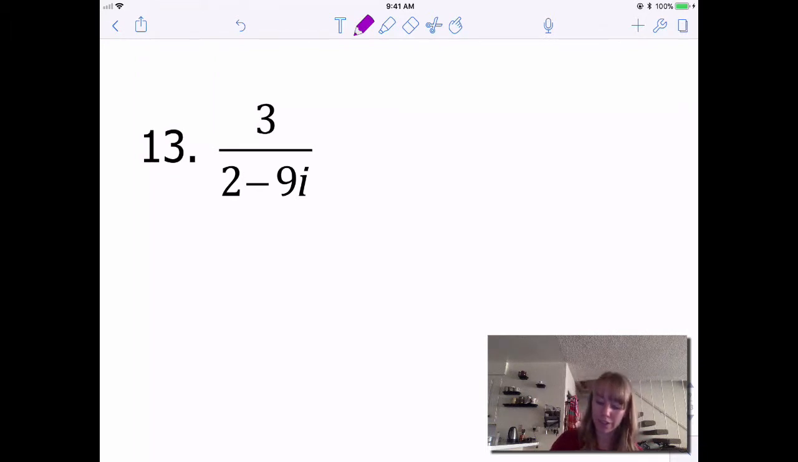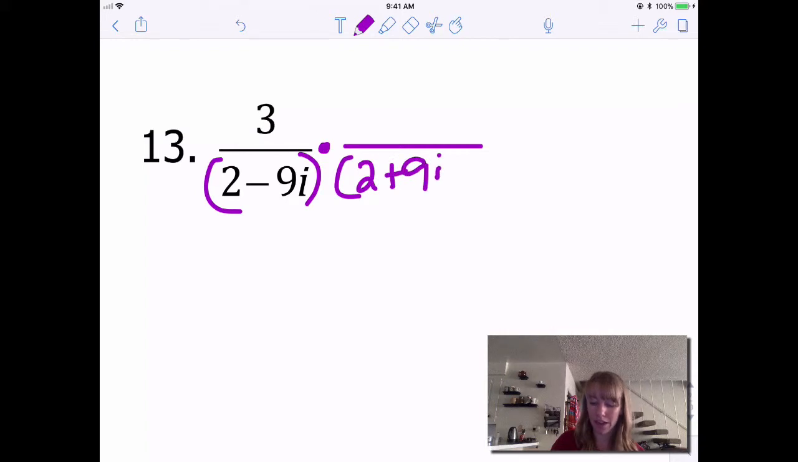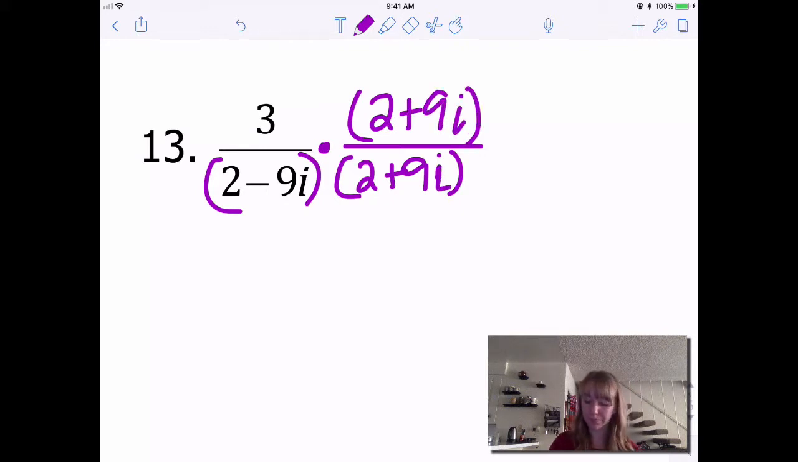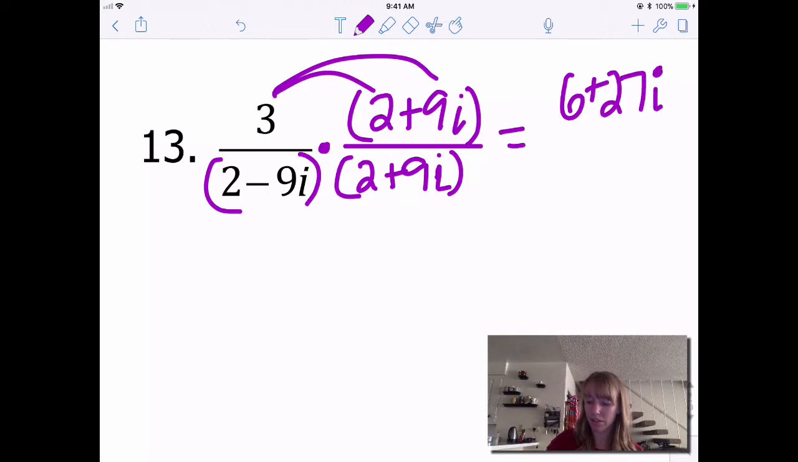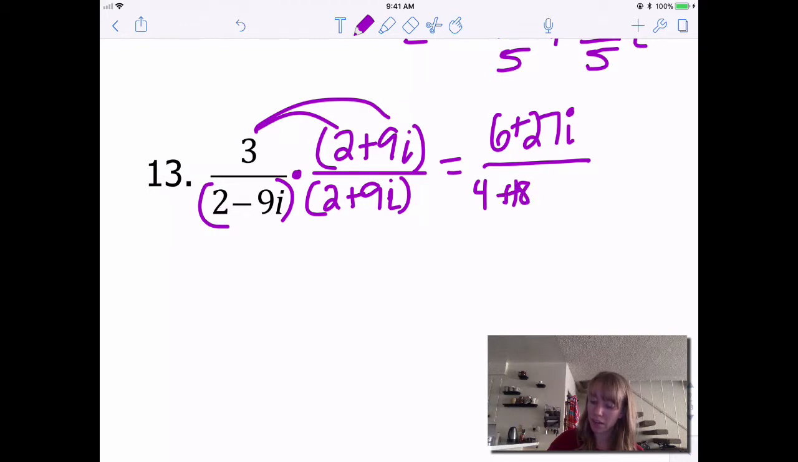I'm going to skip to number 13. If I have just one number in the numerator, I can still identify the conjugate of the denominator, 2 plus 9i. It's just going to make my multiplication a little easier in the numerator. So I put 2 plus 9i in the numerator as well. The numerator is just going to be 3 times each piece. So I get 6 plus 27i. I get 4 plus 18i minus 18i, and then minus 81i squared.